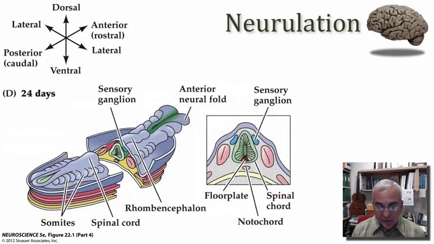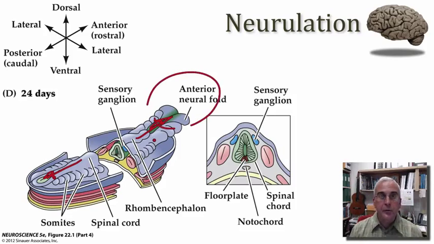So this process continues, and now we're well into the 4th week of embryonic life, and we have the anterior end and the posterior end of this developing neural tube progressively closing. The anterior end of this developing neural tube is going to form the brain, and the rest of its length, all the way down to the posterior tip, is going to form the spinal cord.